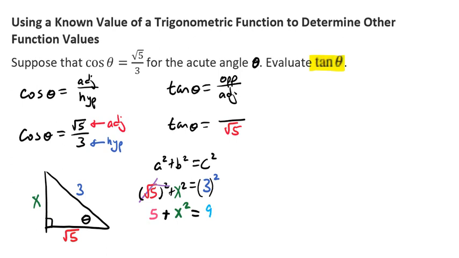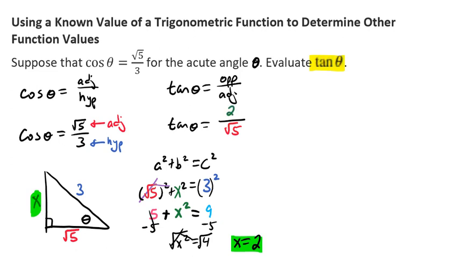Then from here, we're going to move over that 5 and get x squared equals 4. Square root both sides, and that's going to give us x equals plus or minus 2. In this case, a negative 2 isn't going to help us because you can't have a negative distance. So really, we're just looking at x equals 2. So we found our opposite side that we were looking for.